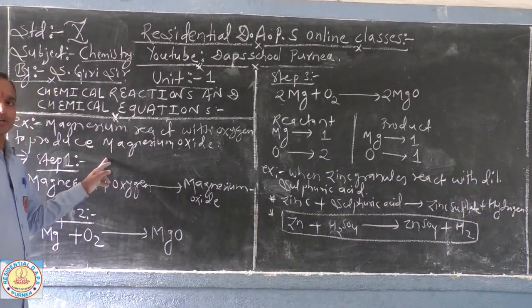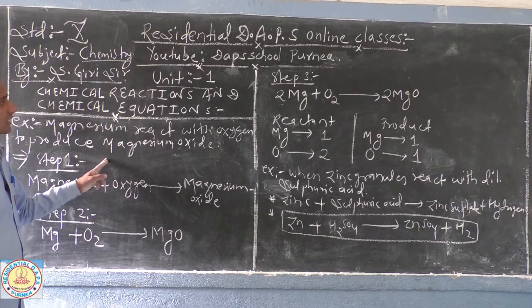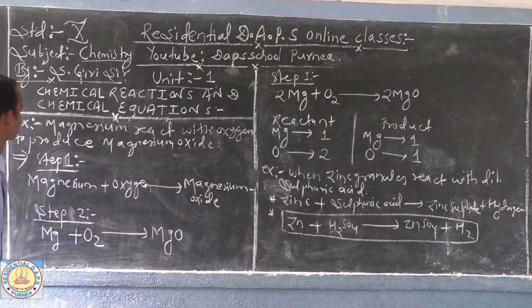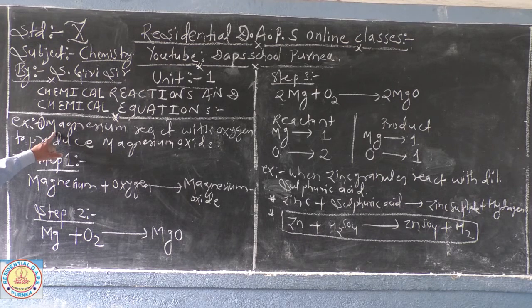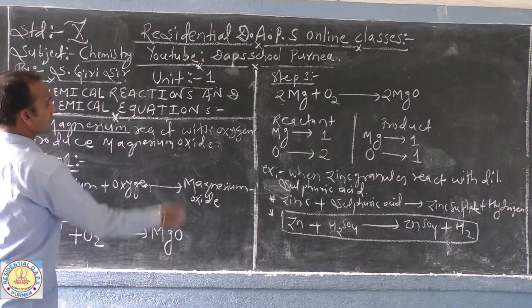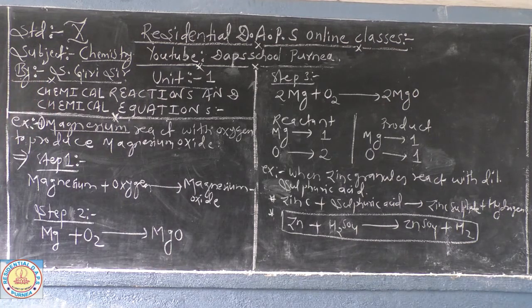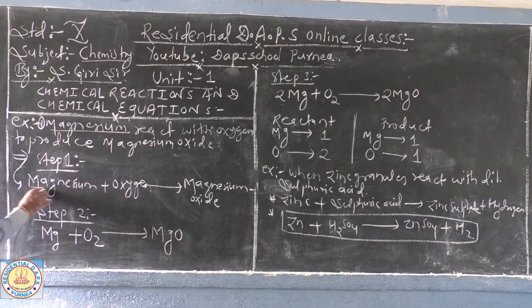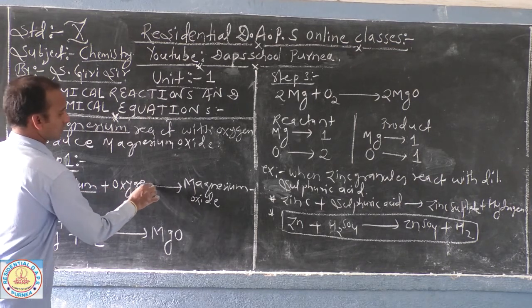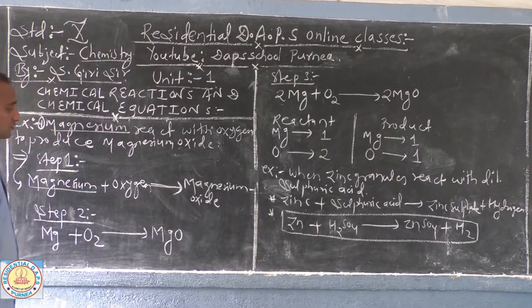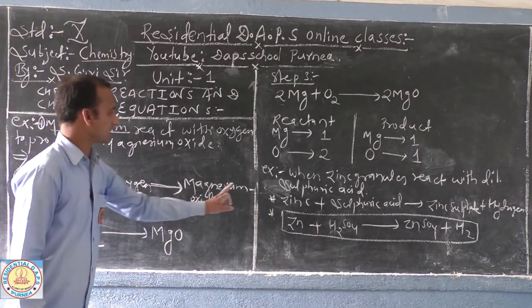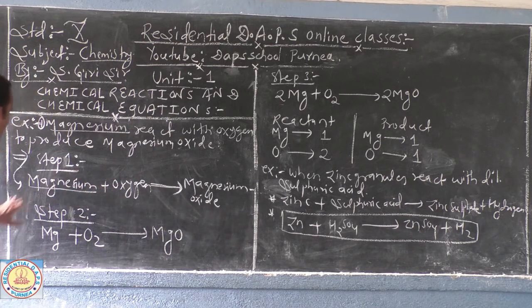Now dear students, how to write the chemical equations. Here are some examples. Example 1: in Activity 1.1 we learned about the burning of magnesium ribbon. So what happens when magnesium is allowed to react with oxygen? Step 1, you have to mention a word equation: magnesium plus oxygen react, then magnesium oxide is formed. This is the word equation.